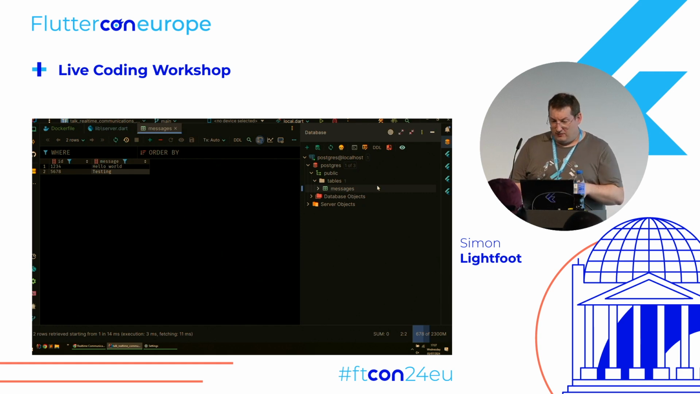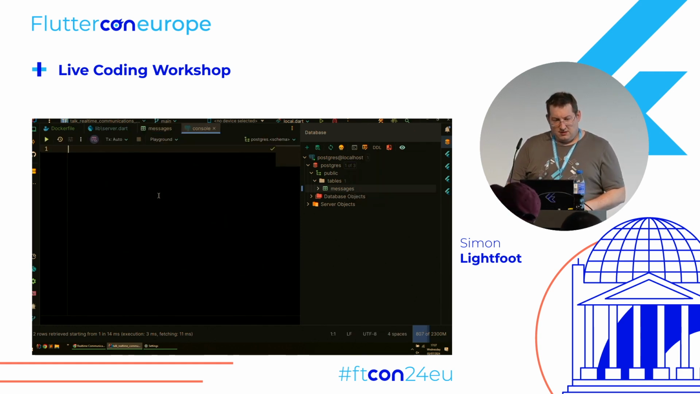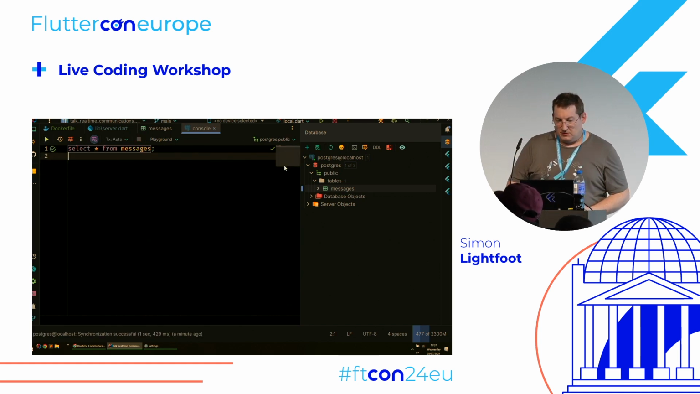So if we query it now, we should get that information. So let's start a new query. We're going to do just standard SQL. So select star from messages, right? And that should deliver us the data back. Brilliant. We know that's working.